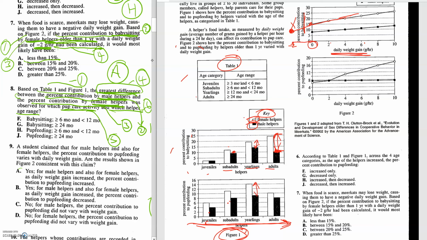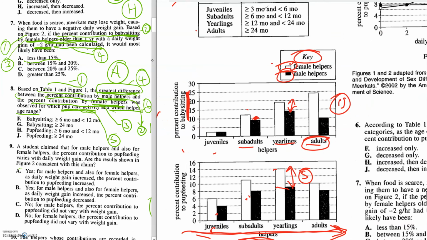This one is close, but it's not as big, because this one is about 9 to about 14. It's about 5. This difference is from about 10 to about 25. So this is 15. So we found the biggest difference is here. So what have we found? We have to find the pup care activity. That was number 5. And the pup care activity is babysitting.